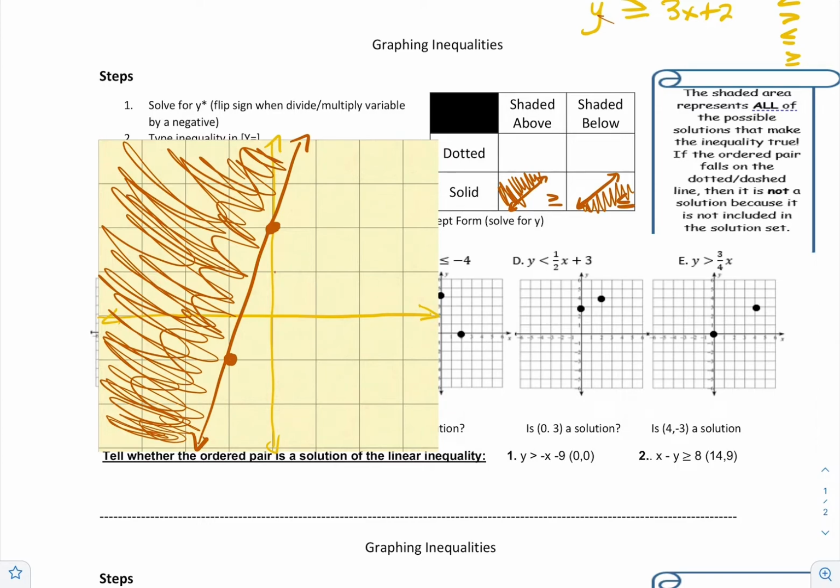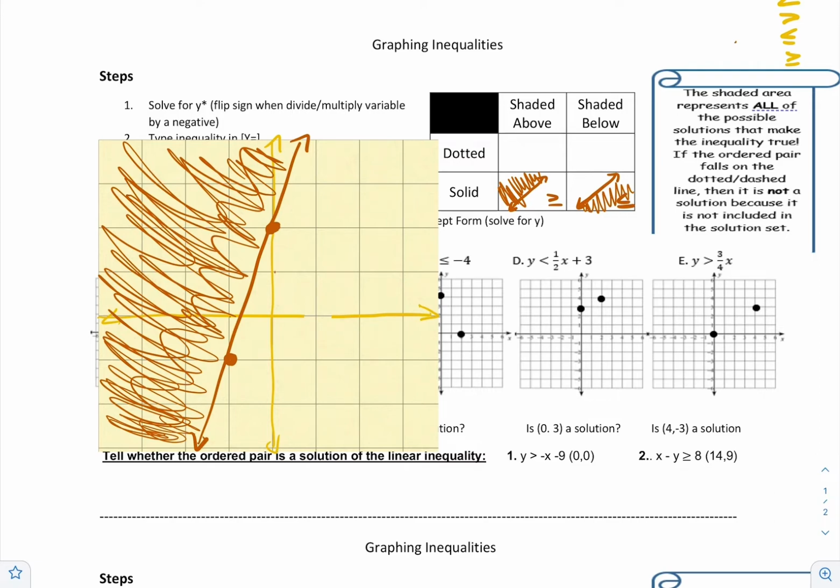But anything outside, like this point right here, (1, 0), will not be a solution. 0 is not greater than or equal to 3 times 1 plus 2, or greater than or equal to 5. That's not a true statement, so we put a slash through it. And rightfully so. Look at the graph here. It's outside of the shaded region, and it's not on the line. All right, so we got that.